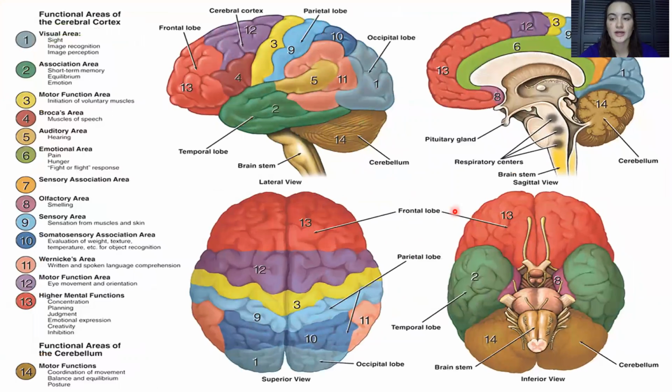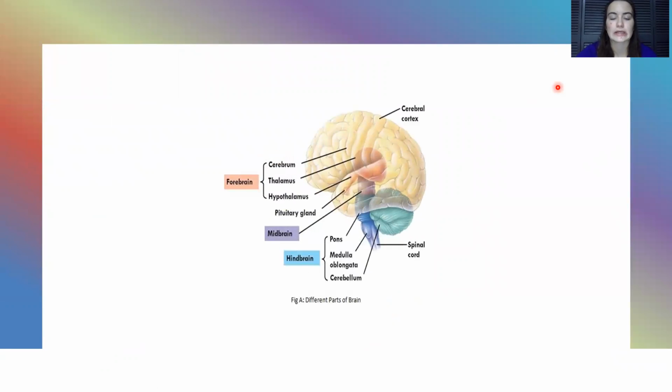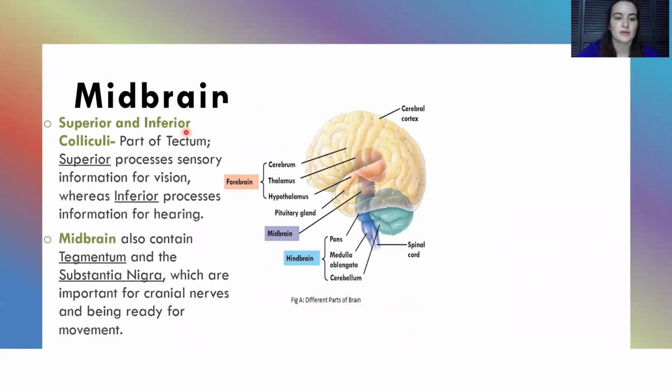Let me go back real quick and mention we're moving on to the midbrain. So it's going to be in this area here. And we're going to talk about the superior and the inferior colliculi. The superior colliculi and inferior colliculi are going to be in this area here, right next to the cerebellum. Now, the superior colliculi is important for vision, while the inferior colliculi is important for hearing. So you can see here we've got our pituitary gland, our hypothalamus, our thalamus, and then below that we've got our midbrain right here.